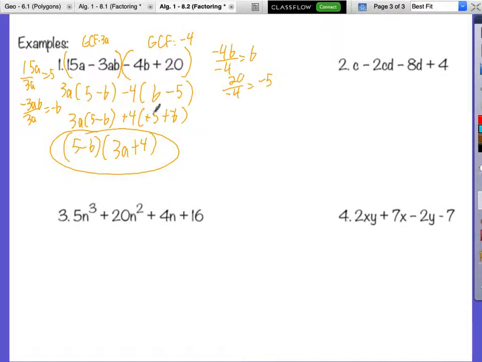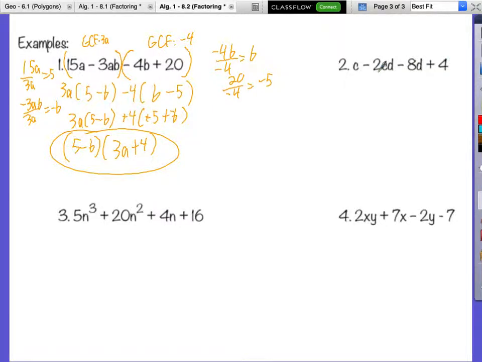Close, but we needed to rearrange it. So we had to flip it around and make it negative 5 plus b. And we said, well, this 5 is supposed to be positive and the b is supposed to be negative. So we had to change the signs of all of the second part to make that work. Got it. Okay.